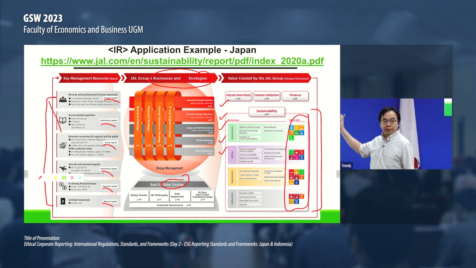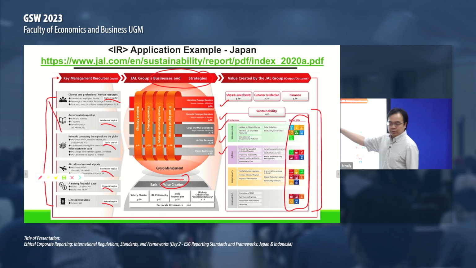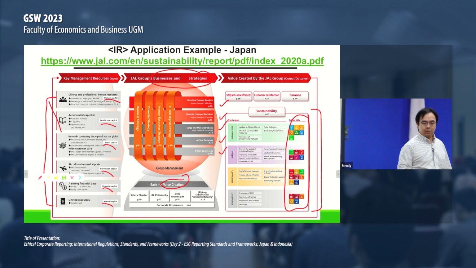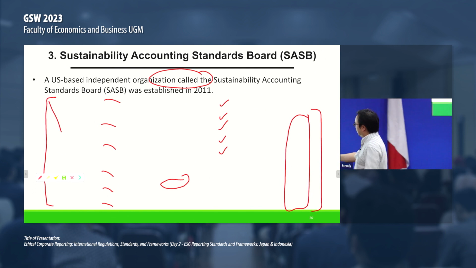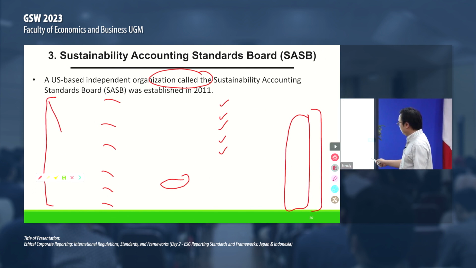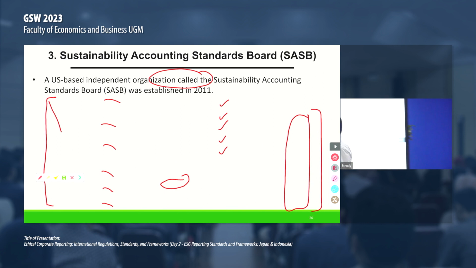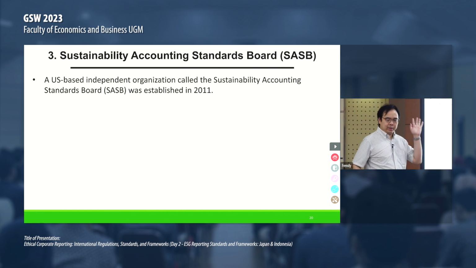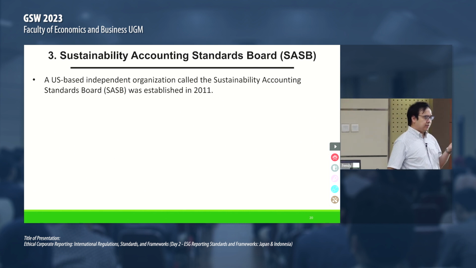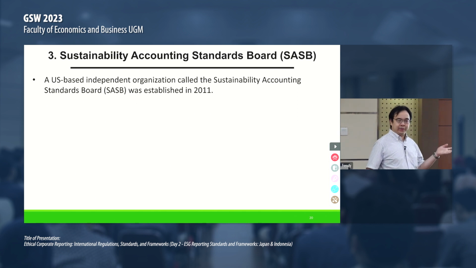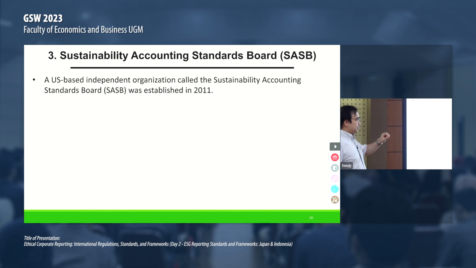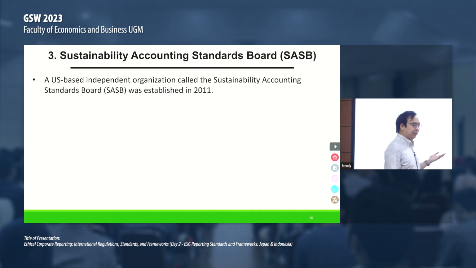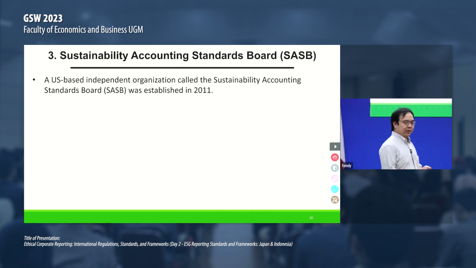Again, this is just a big overview, and there is more detailed information. What's this? Right, the third one. This one was established in 2011, 1 year after the integrated reporting. So just like the name suggests, Sustainability Accounting Standards Board. You can kind of guess what's the focus of these standards.